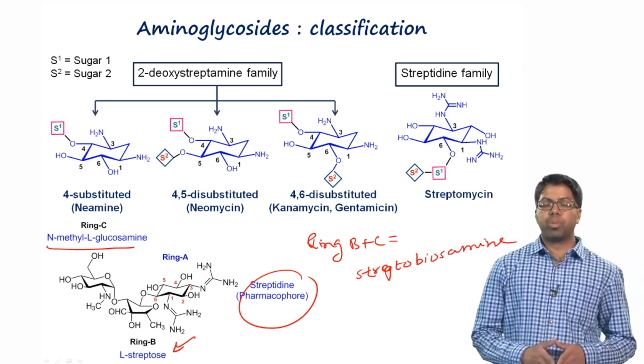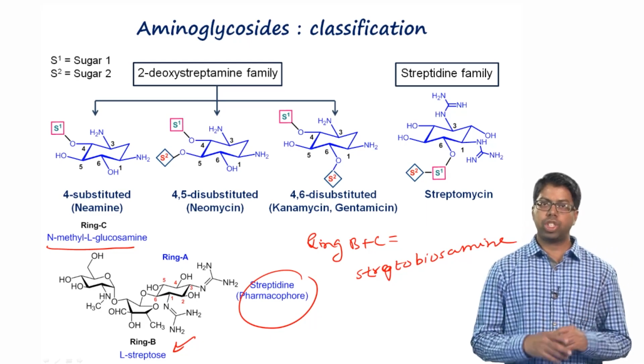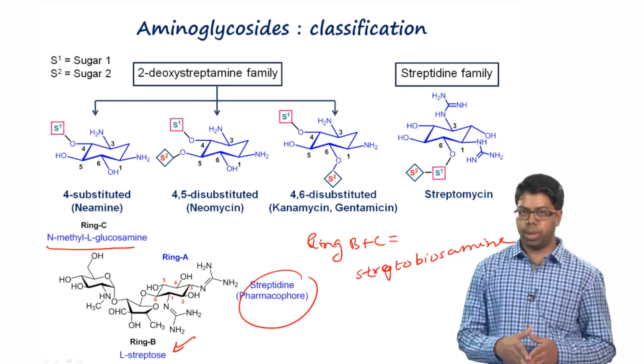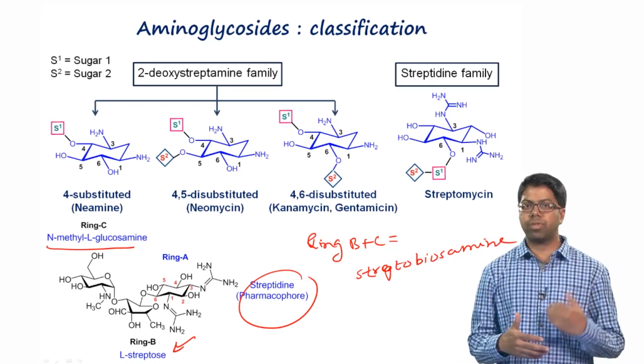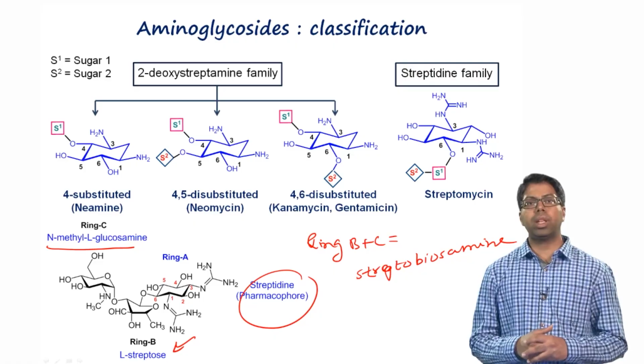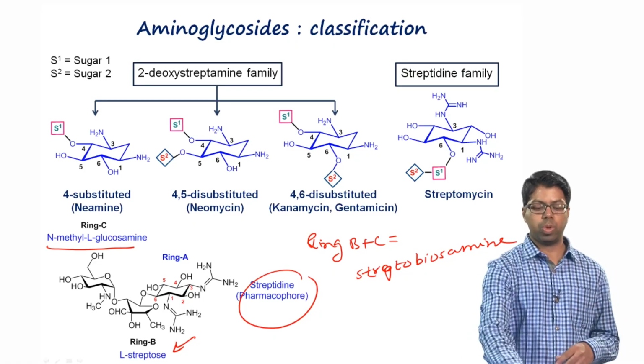On hydrolysis of streptomycin, it gives you 2 components. One is streptobiosamine and the other one is streptidine. This streptobiosamine undergoes further hydrolysis to give N-methyl L-glucosamine and L-streptose.